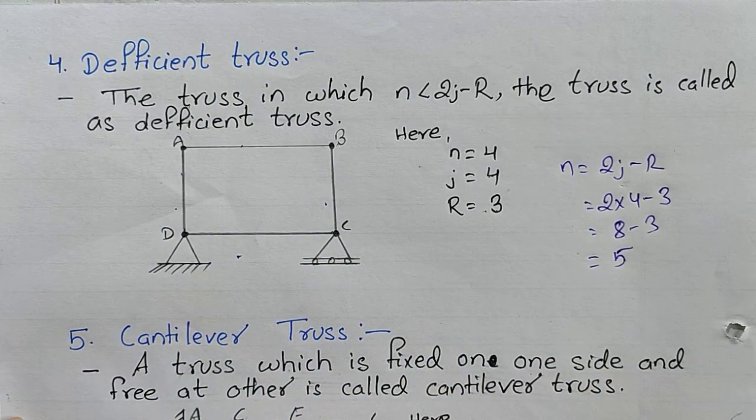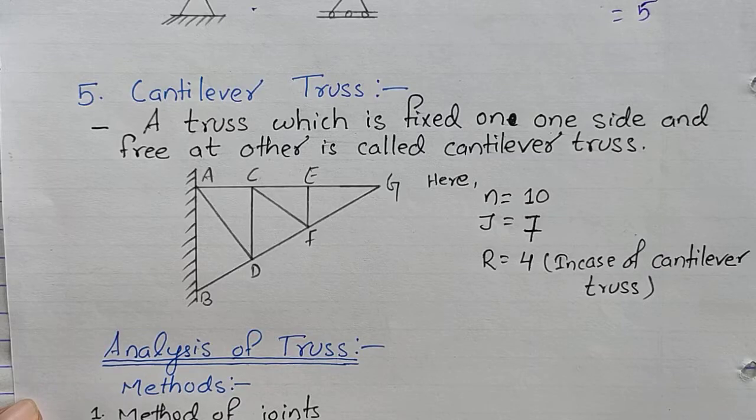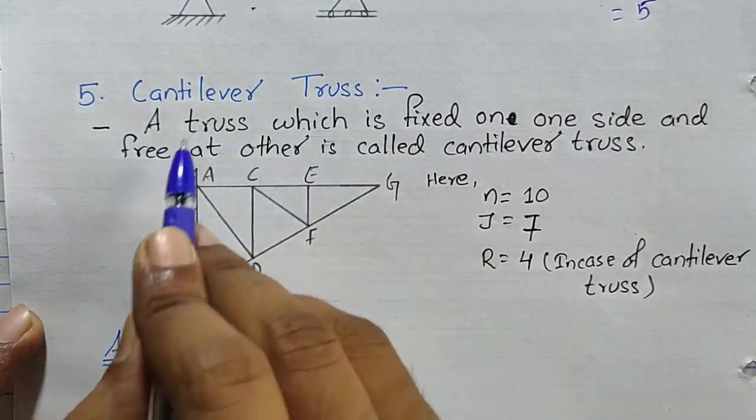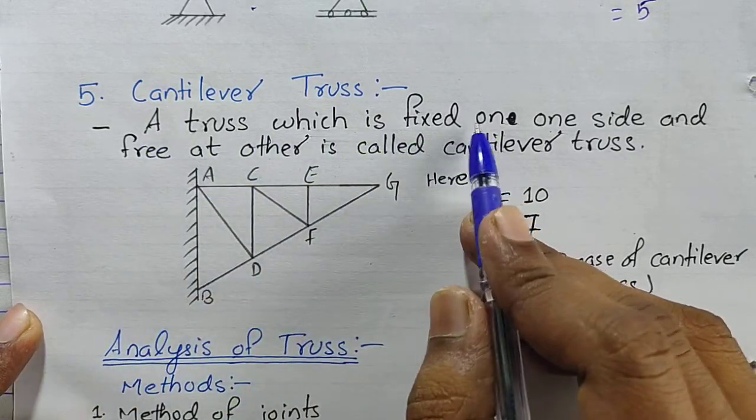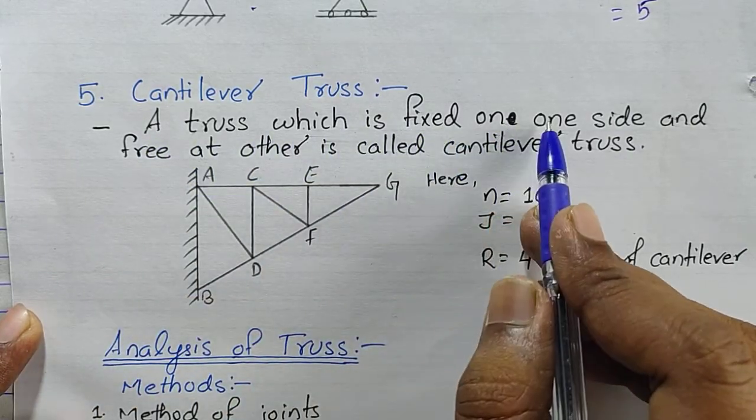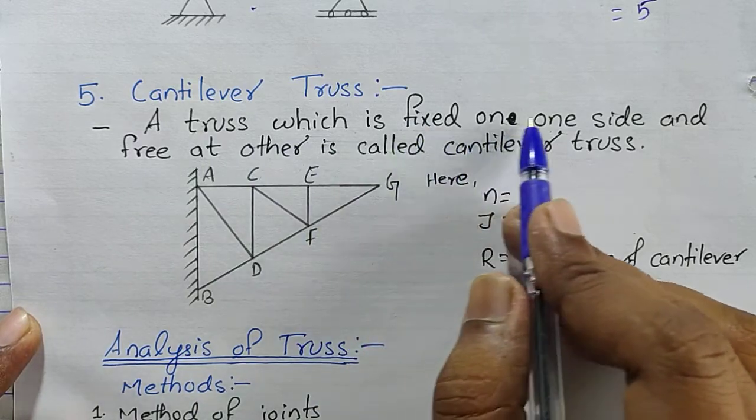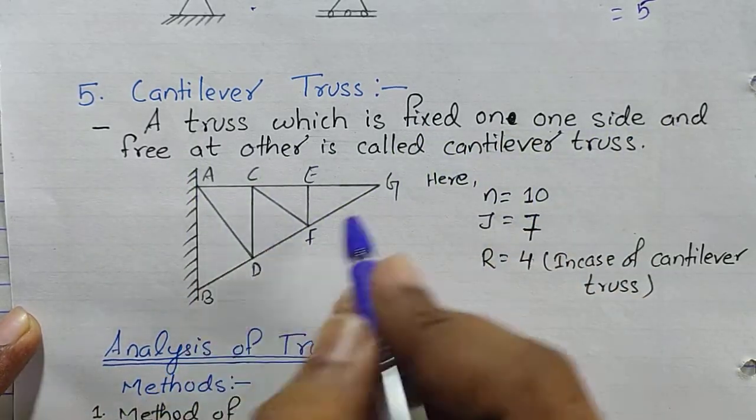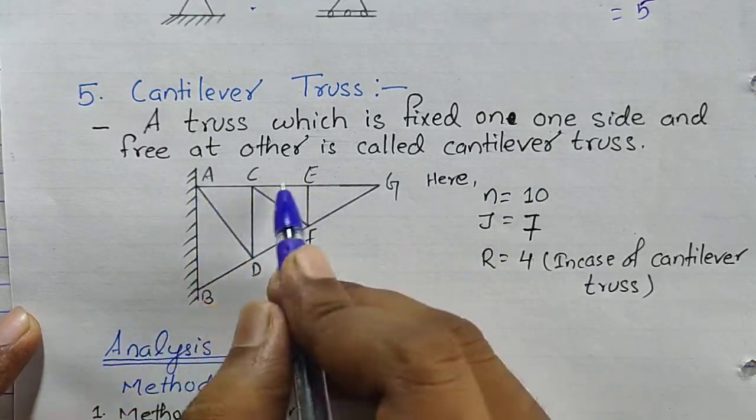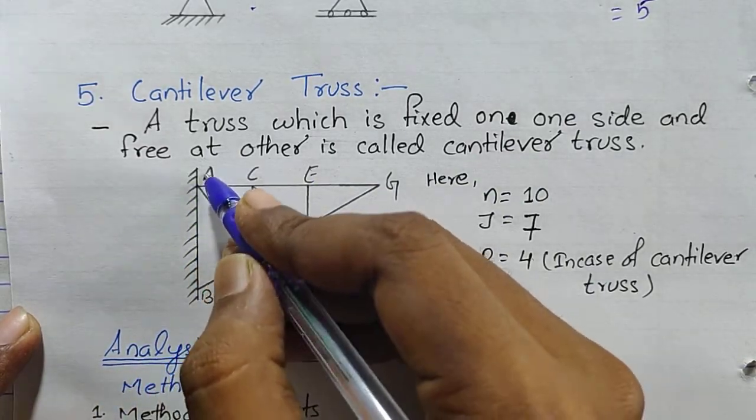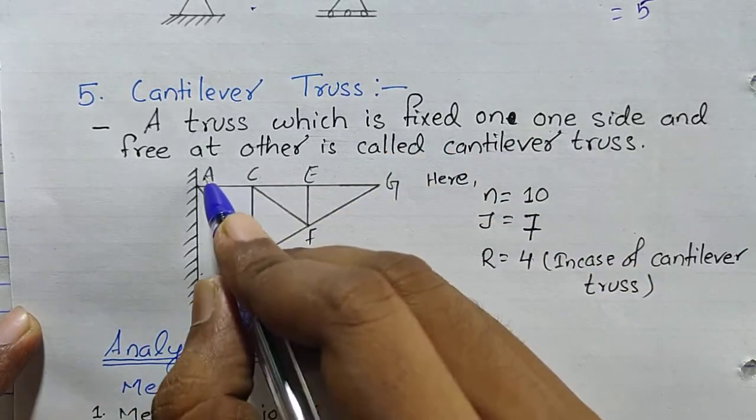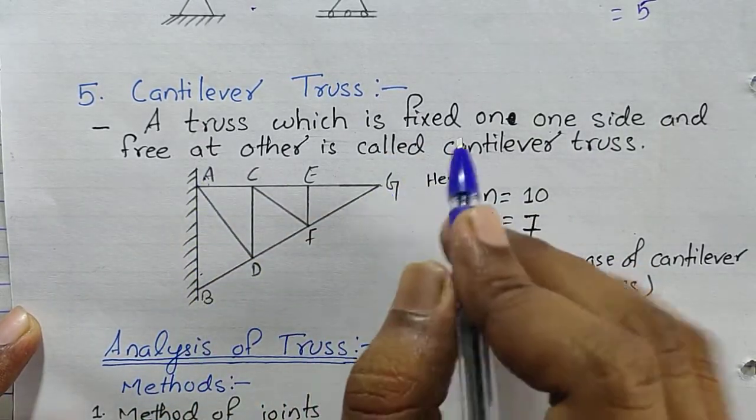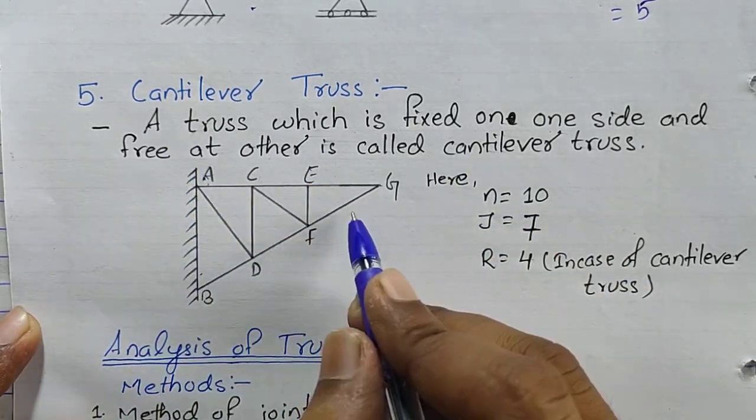Now let's move toward the fifth type of truss. Here the definition of a cantilever truss is a truss which is fixed on one side and free on the other side. Here it is clear from the diagram. As you can see, our end AB is fixed, and our end G is free, so such a type of truss is called a cantilever truss.